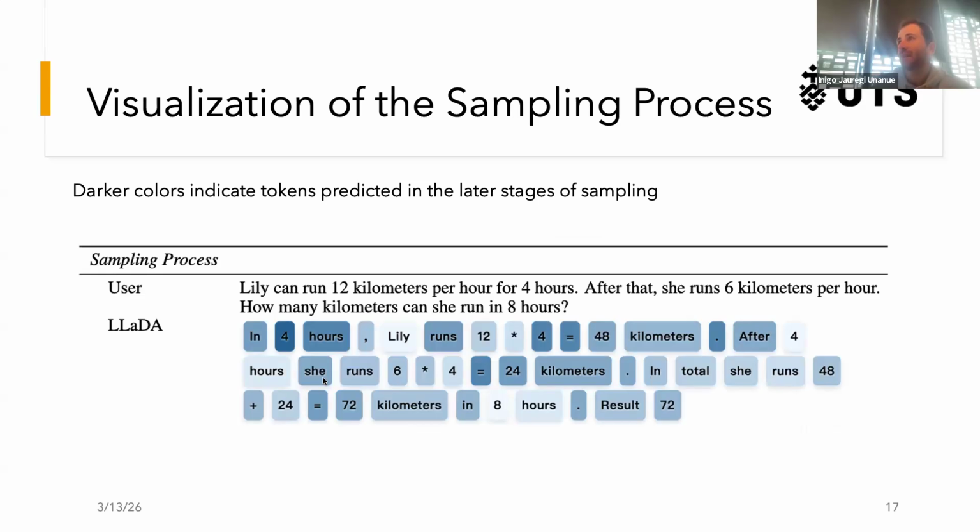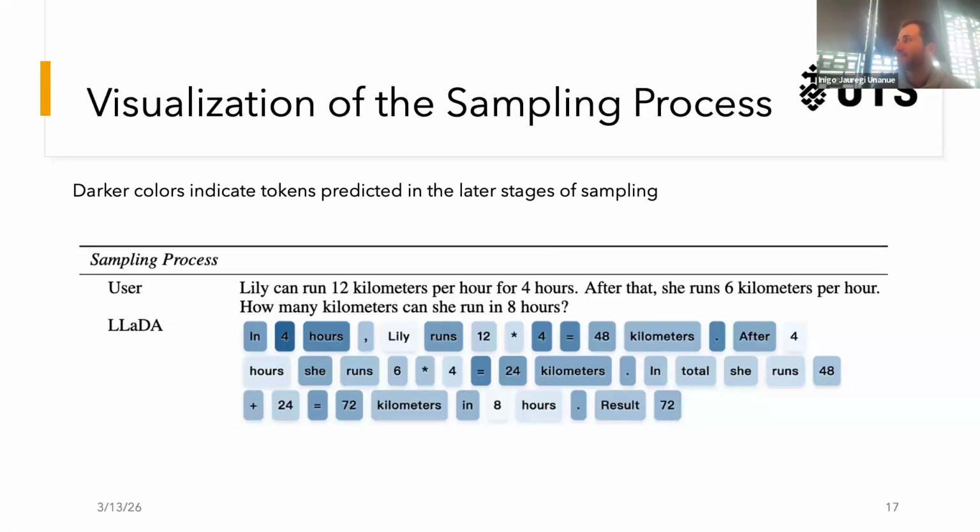This is an example of the generation, where you can see the predictions in different colors. The darker colors are predicted at later iterations, because it's generated over multiple iterations. The lighter tokens are the ones that are predicted first, like Lily and 8 here, and the number 4. I guess those are more confident. The model is confident that those had to be in the generation, and then the rest comes later.